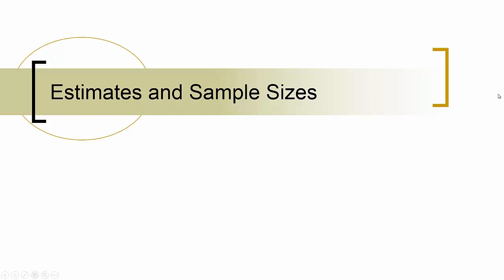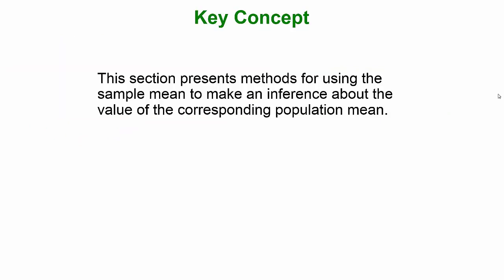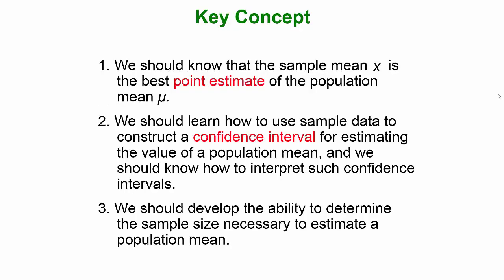In this lesson about estimates and sample sizes, we're going to learn about estimating a population mean when the standard deviation sigma is not known. This section presents methods for using the sample mean to make an inference about the value of the corresponding population mean. Some key concepts that we will be studying in this lesson are: 1.